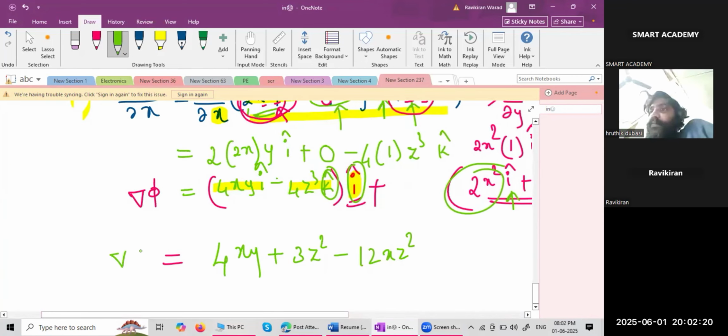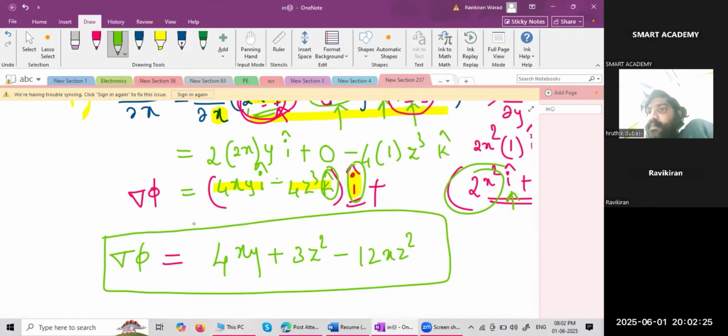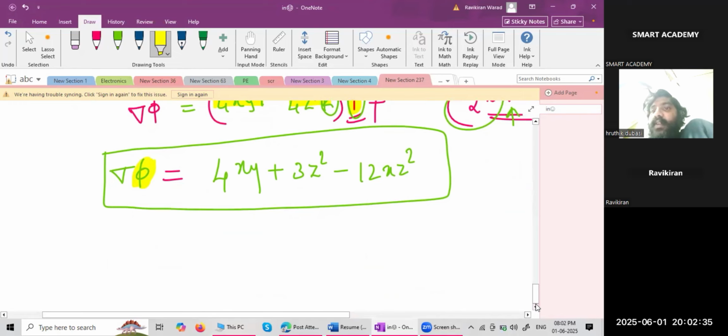This is what? Gradient of the given vector phi. What is the given vector? 5. Understood? Okay. Can I stop it now? This is how to find it.